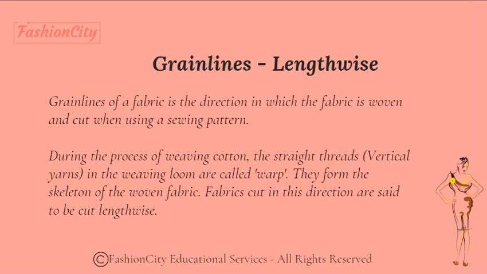Now, this means that there are two directions, the vertical and the horizontal. The vertical is called the straight grain, while the horizontal thread is called the crosswise. So these are the two directions that you have.